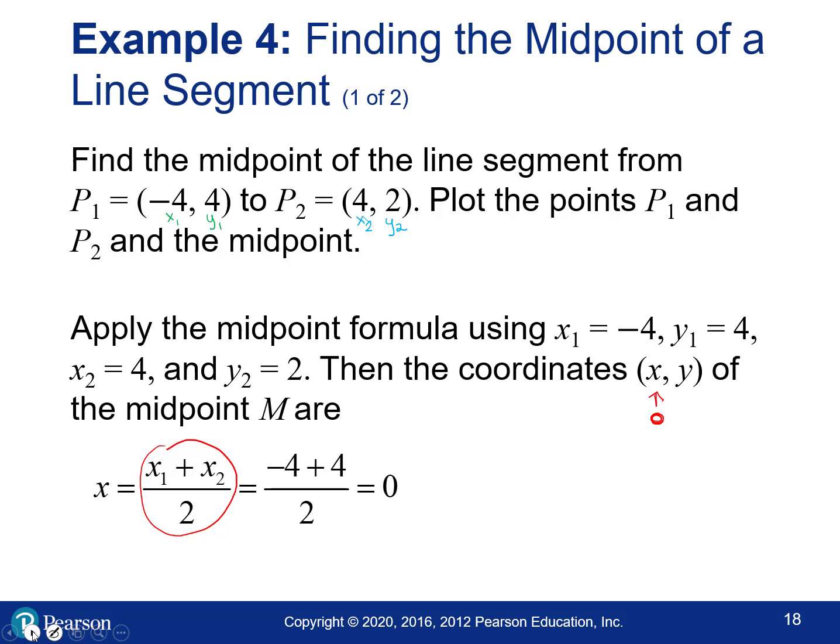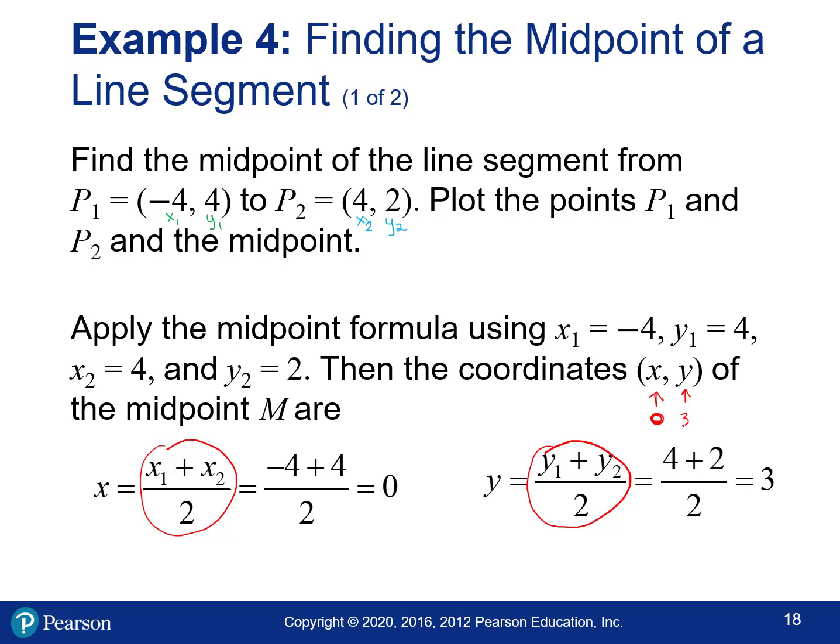So next we just have to find y. And so then our y value, this is what we circled on the previous slide, y1 plus y2 divided by 2. So that's 4 plus 2 divided by 2. So that's 6 over 2, which is 3. So now we have our midpoint. This is 0, 3.